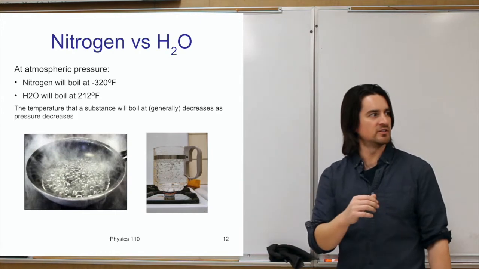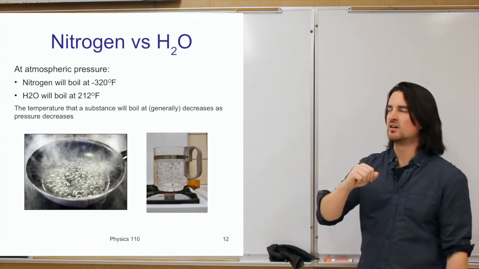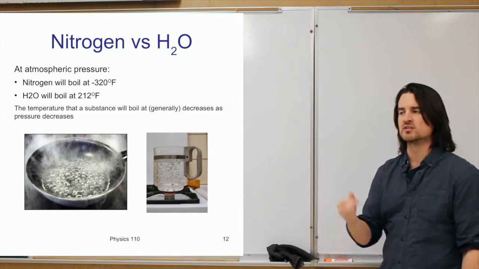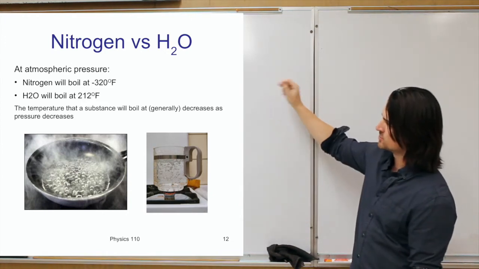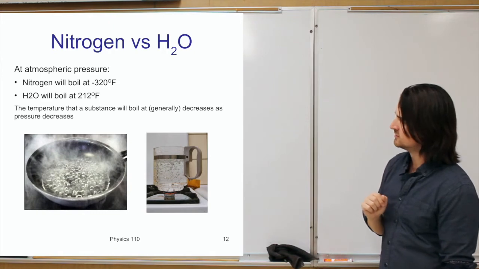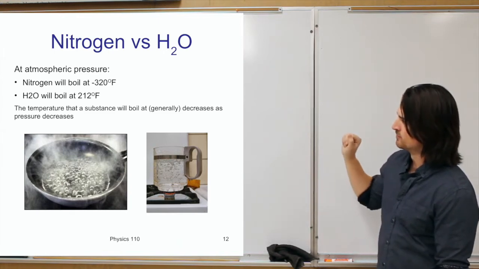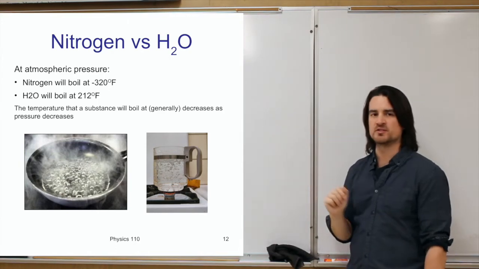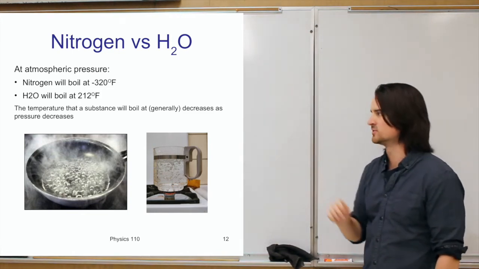I said that the temperature that liquids will boil at depends on pressure, and obviously, it also depends on the material, the liquid itself. So just as examples, at atmospheric pressure, nitrogen, as we've talked about briefly before, boils at -320 degrees Fahrenheit. It's a very, very low temperature. Liquid nitrogen will boil and become gas. Versus at atmospheric pressure, H2O will boil at 212 degrees Fahrenheit. So same pressure, vastly different temperatures. These are different materials, so they're going to boil at different temperatures.